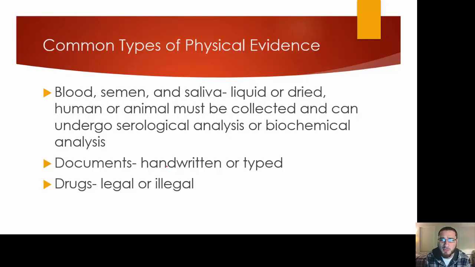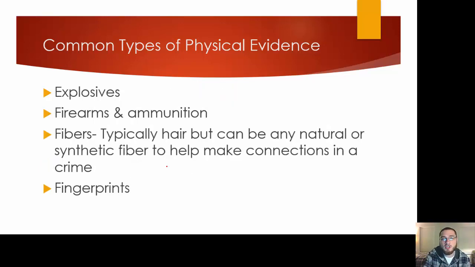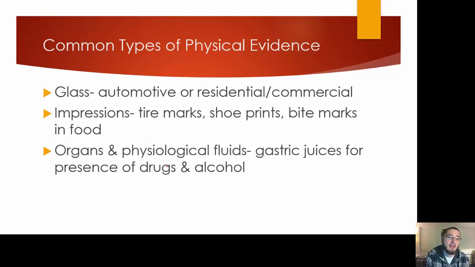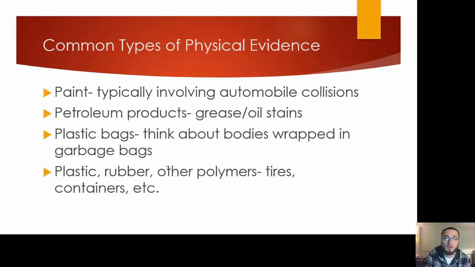So common types of physical evidence: blood, semen, saliva, documents, drugs, explosives, firearms, any ammunition, fibers. Typically, when we talk about fibers, we're talking about hair, but it could be also synthetic fibers, pieces of clothing, whether it's cotton, polyester, or any other type of fiber like that. Fingerprints, glass, any impressions such as shoe prints or tire marks, bite marks. These are all impression evidence. And then organs and physiological fluids, gastric fluids for the presence of drugs or poisons and alcohol.